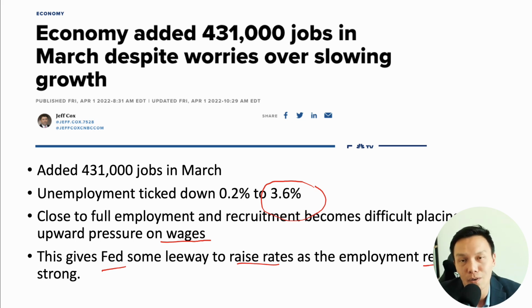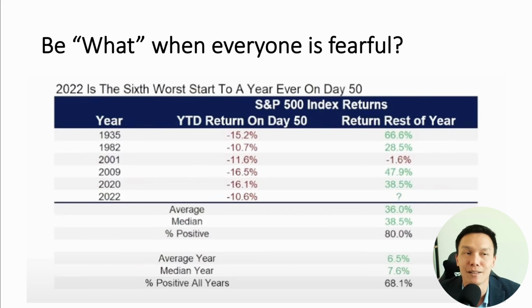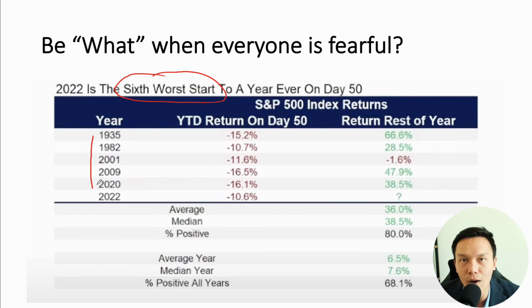So, I want to end off on this last slide. The year 2022 is the 6th worst start to a year. But how about the other 5? How did we do after we suffered a worse start to the year? You can see overwhelmingly, 4 out of the 5 had a positive end to the year, all in very nice double digits, ranging from 28% to as good as 66%. So this means that if you are still investing right now and you do not pull out of the market, there's a fair chance your return on average is going to be about 36%, and your odds of success are actually better than a coin flip at 68.1%.